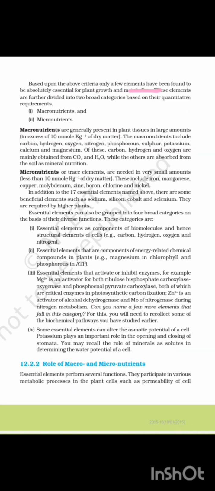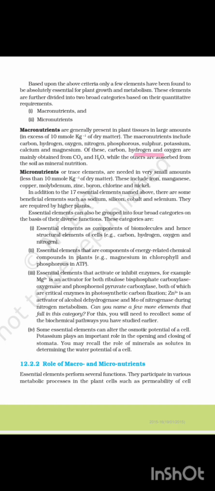Based upon the above criteria, only a few elements have been found to be absolutely essential for plant growth and metabolism. These elements are further divided into two broad categories based on their quantitative requirement: first, macronutrients, and second, micronutrients. Macronutrients are generally present in the plant tissue in large amounts, in excess of 10 millimole per kg of dry matter. The macronutrients include carbon, hydrogen, oxygen, nitrogen, phosphorus, sulfur, potassium, calcium, and magnesium.